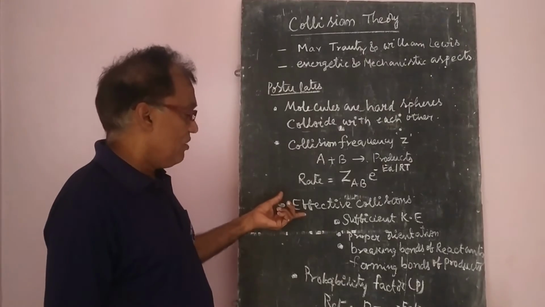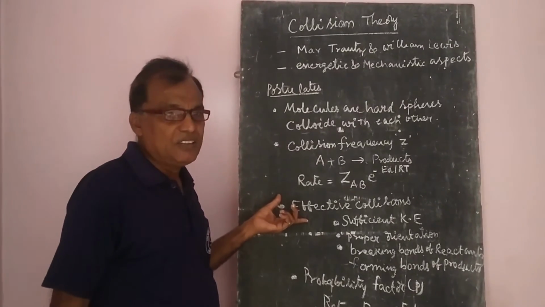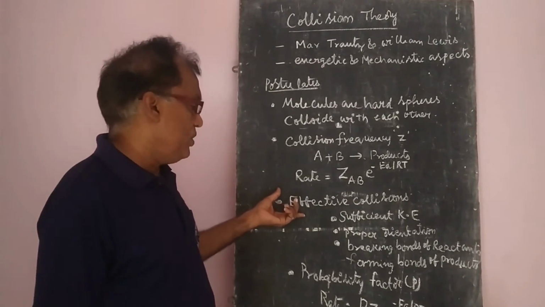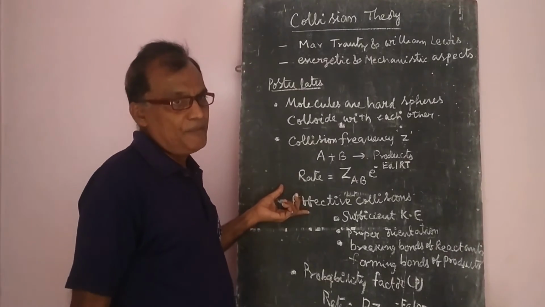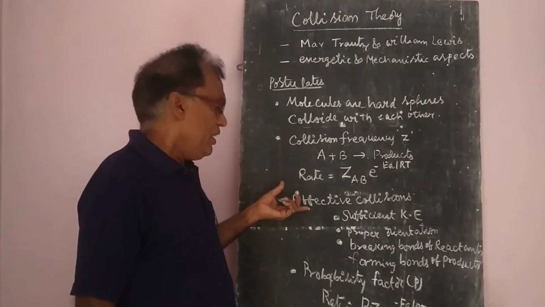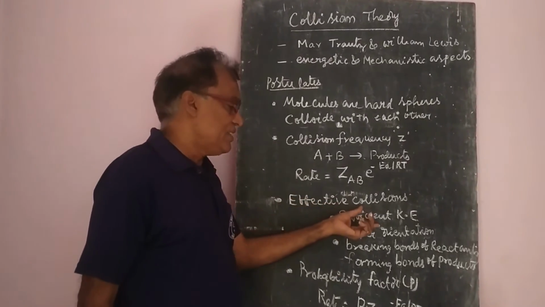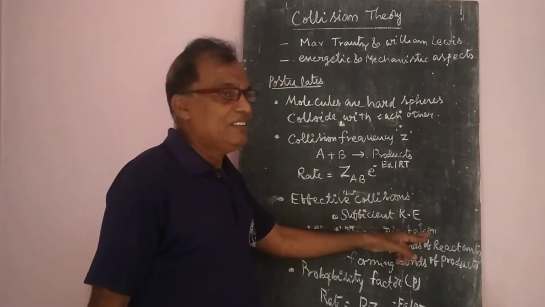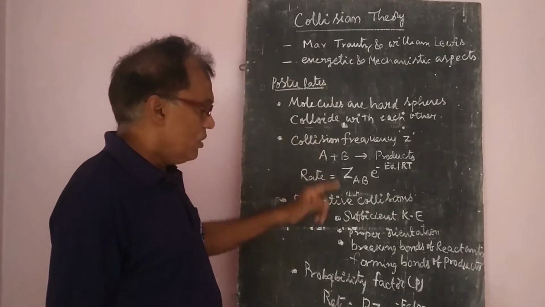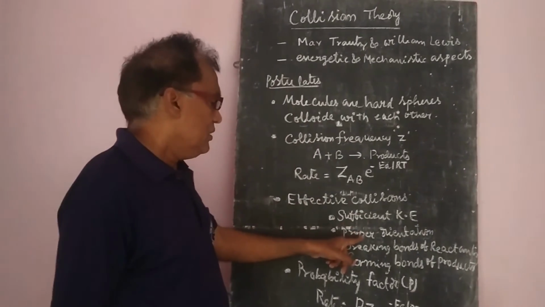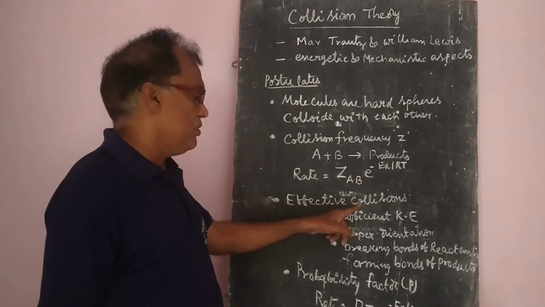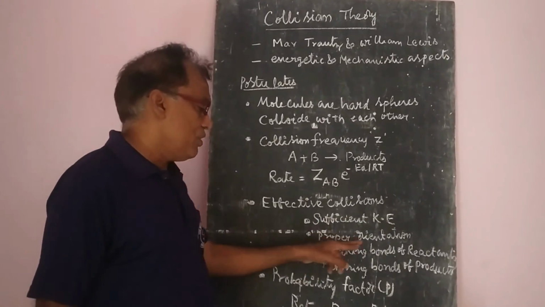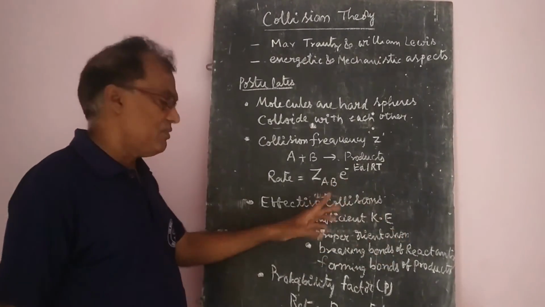Then there are the effective collisions. All collisions will not give the products, only some collisions will give the products. Those collisions we are calling the effective collisions. Effective collisions occur if the molecules have sufficient kinetic energy while colliding, and if they have the proper orientation, then only they will form the products. So these two factors are important. Before collision, the molecules should have sufficient kinetic energy and should be in the proper orientation. Then only the products will be formed.